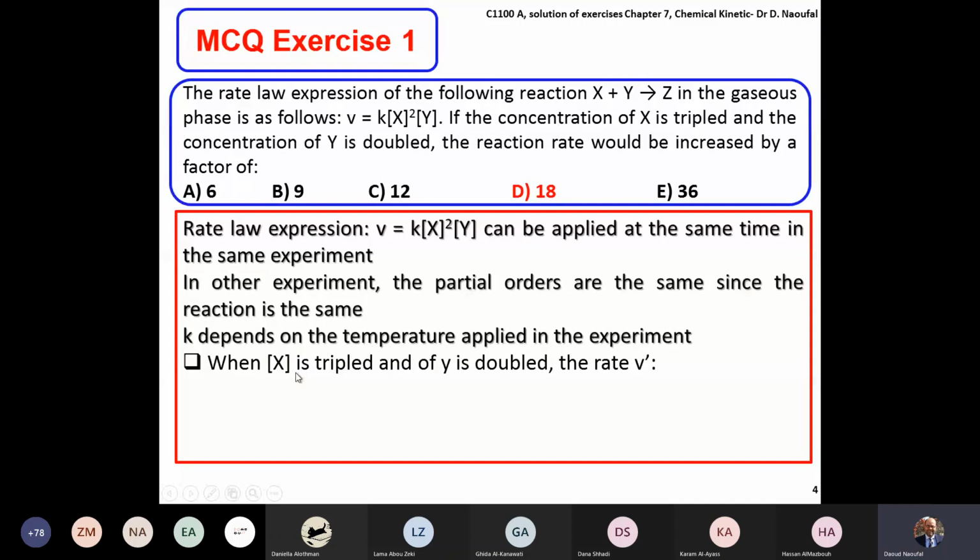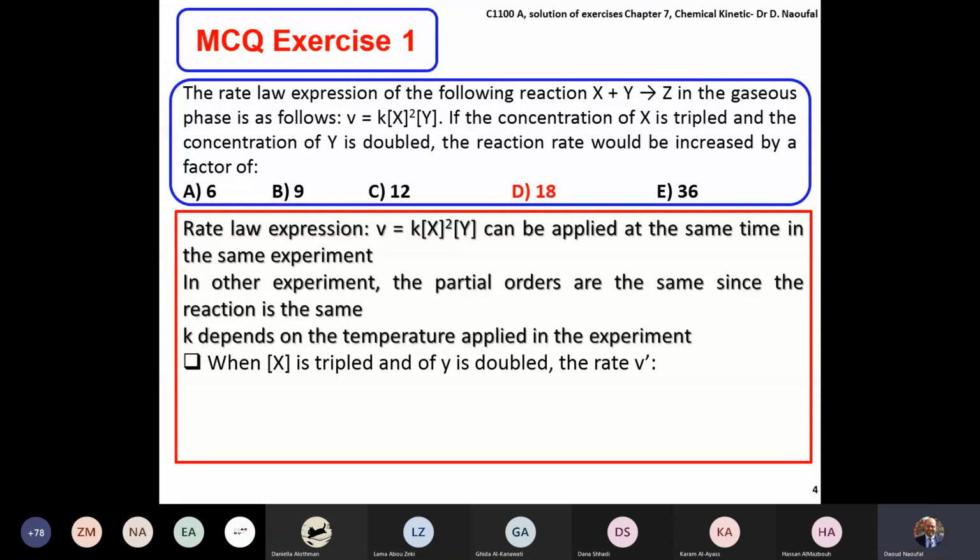When X is tripled and Y is doubled, at which time? When my reaction starts, pay attention, we cannot have any external effect on X and Y. When the chronometer starts, we cannot intervene in our reaction. So in this question, when X is tripled and Y is doubled, it means at t equals 0.